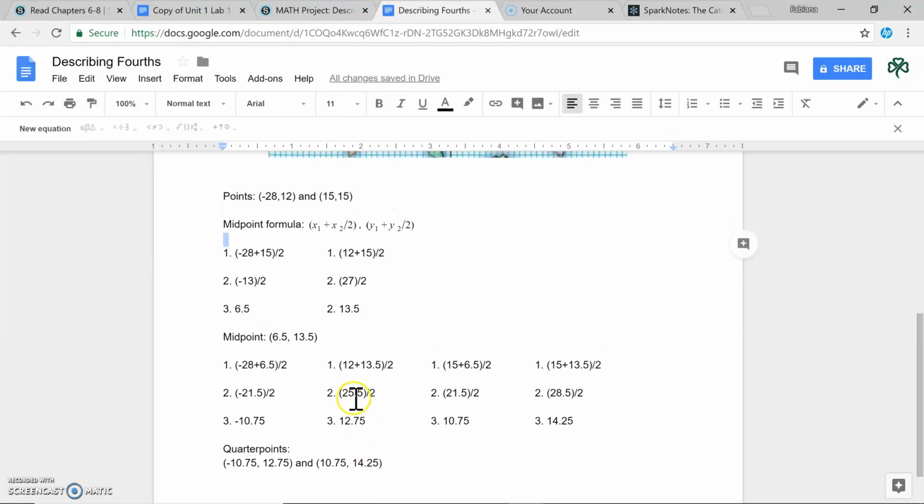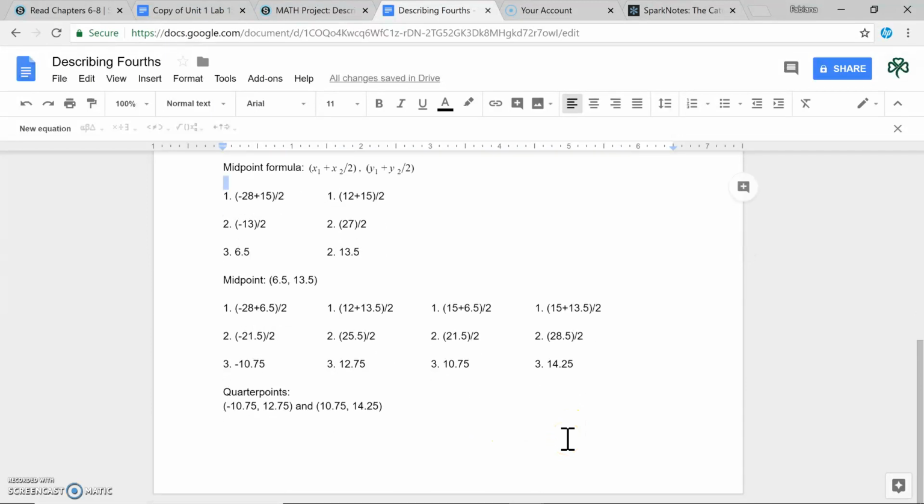I then did the same thing with the other point and the midpoint and came out with 10.75 and 14.25. That's how I found my quarter points.